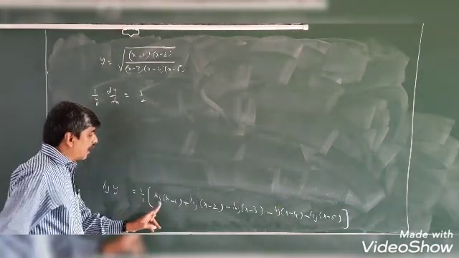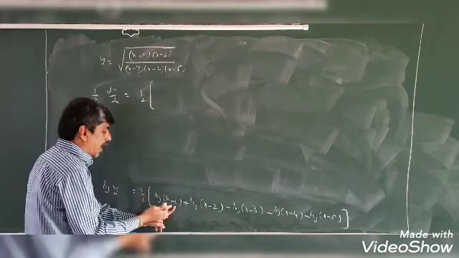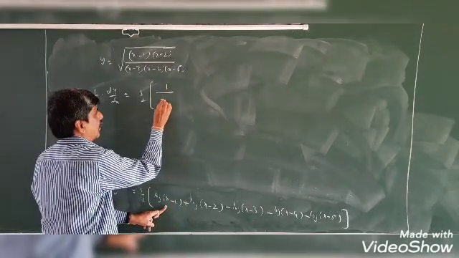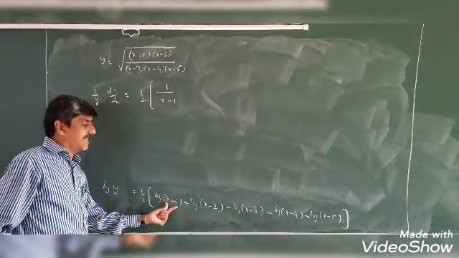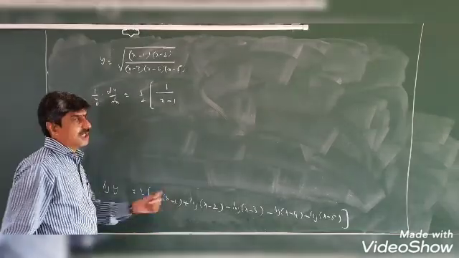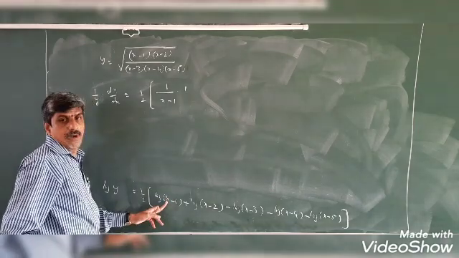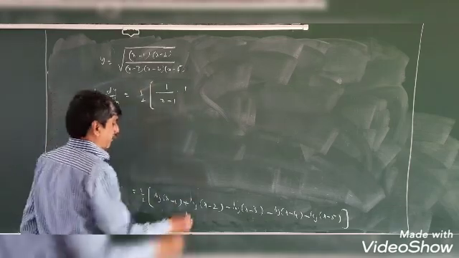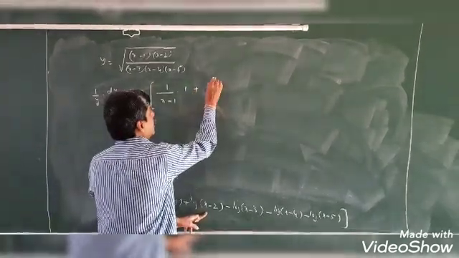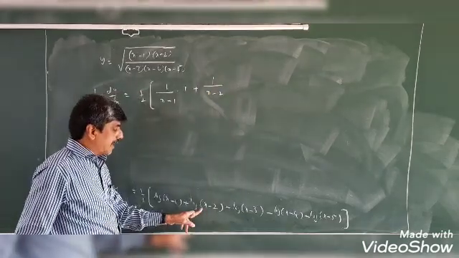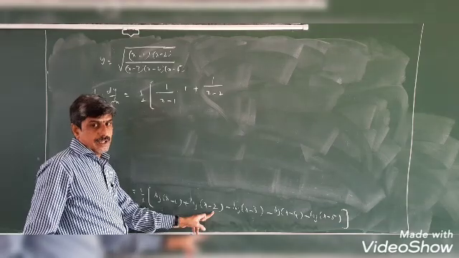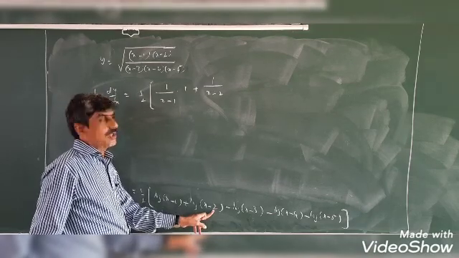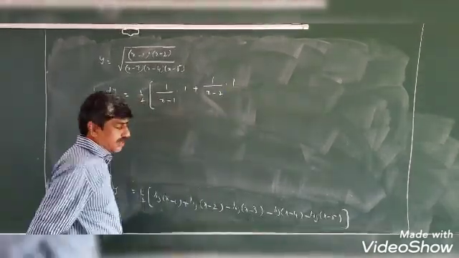So d by dx of log of x minus 1. It seems to be the formula d by dx of log x. Log x derivative is 1 by x. So here in the place of x is x minus 1 there. Then derivative of x minus 1 is d by dx of x is 1 minus d by dx of 1 is 0, so 1 minus 0 is 1. Plus d by dx of log of x minus 2, so this is 1 by x minus 2. Then d by dx of x minus 2: d by dx of x is 1 minus d by dx of constant is 0, 1 minus 0, that value is 1.